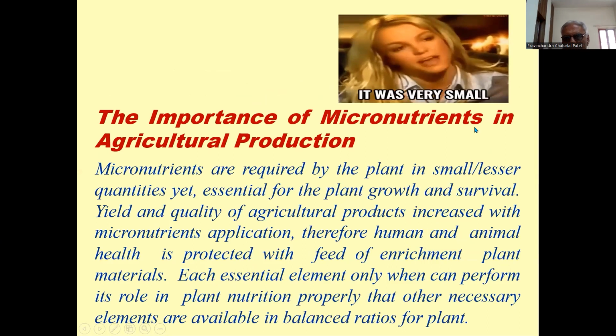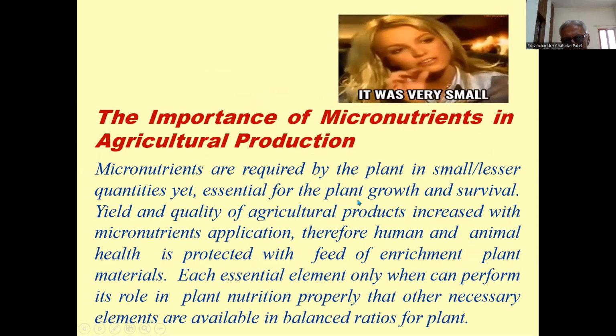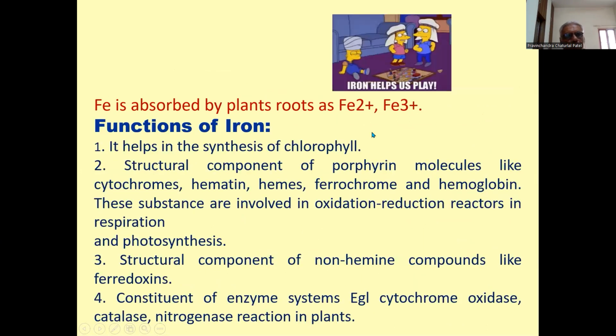So, the importance of micronutrients in agriculture production: micronutrients are required by the plant in small or very little quantity, yet they are essential for plant growth and survival. Iron is absorbed by the plant root as Fe2+, active iron, and Fe3+. So, the function of iron.